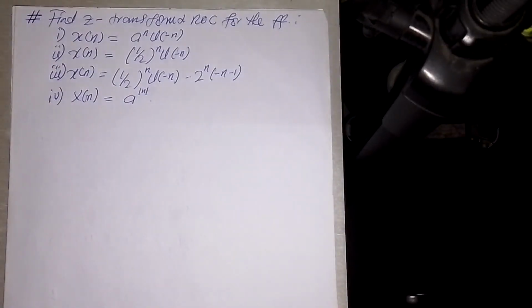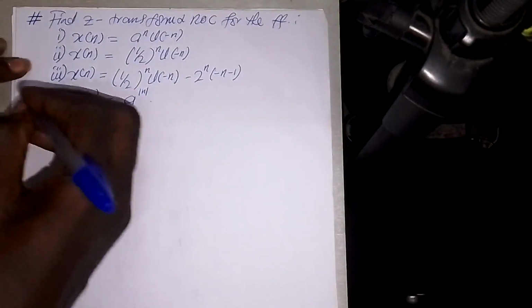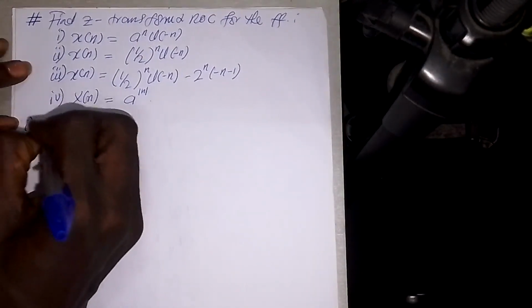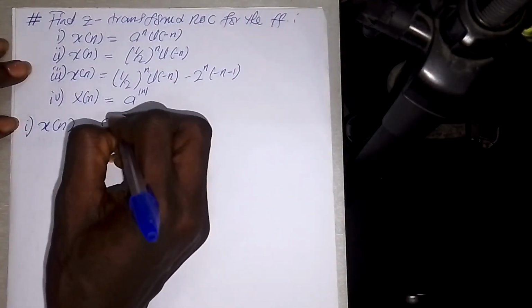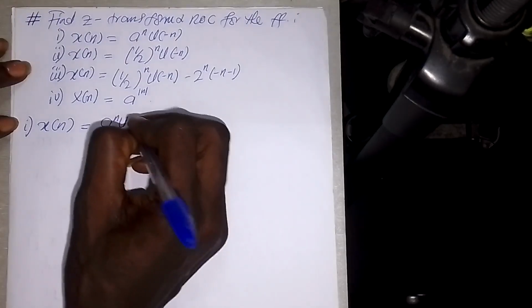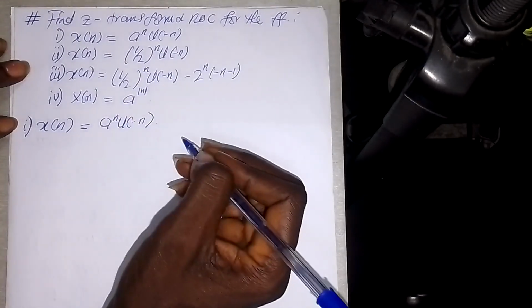Please, let's take a look at these Z transforms, these sequences, and then find their respective Z transforms. So let's get into it. The first one: x of n is equal to a exponent n times u of minus n.